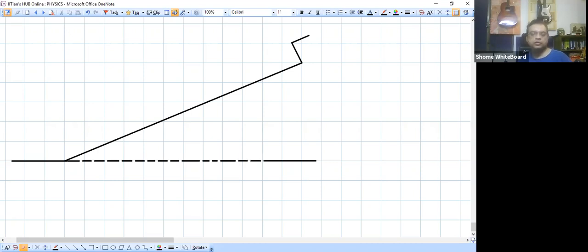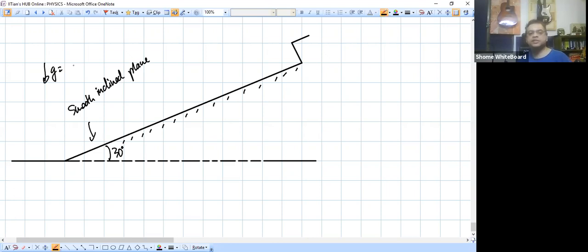Okay. So anyway, this inclined plane is at an angle of 30 degrees to the horizontal, and it's a smooth surface. So it's a smooth inclined plane. Gravity is vertical and equal to 10 meters per second square. Now there is an object here, like a block or something.